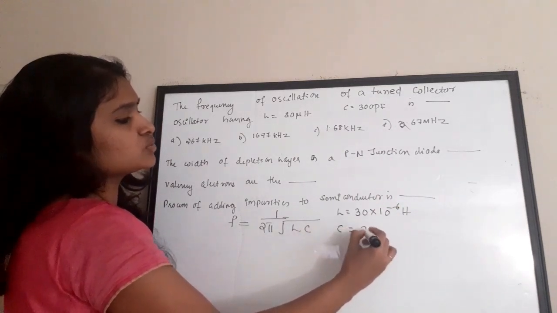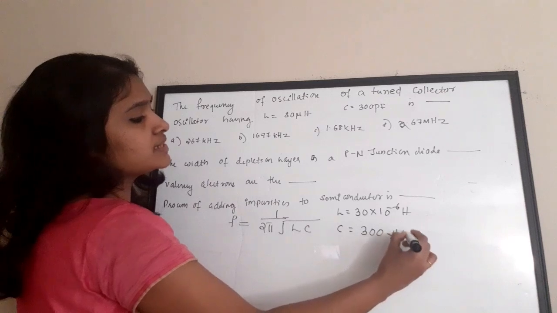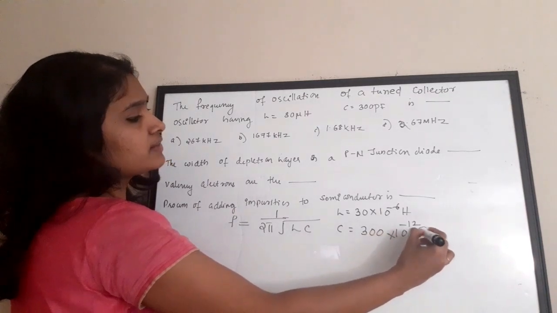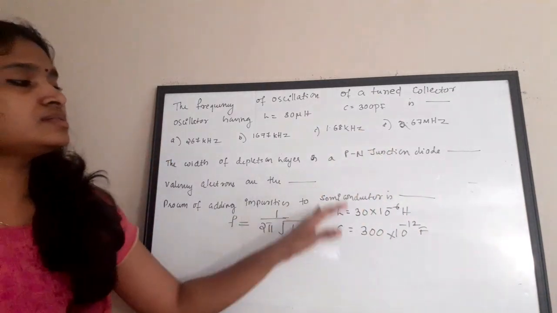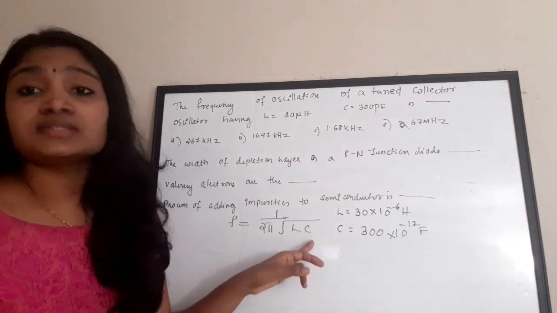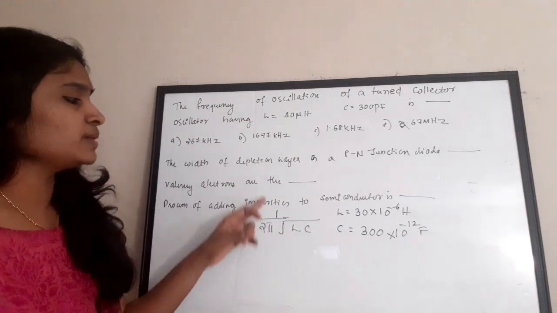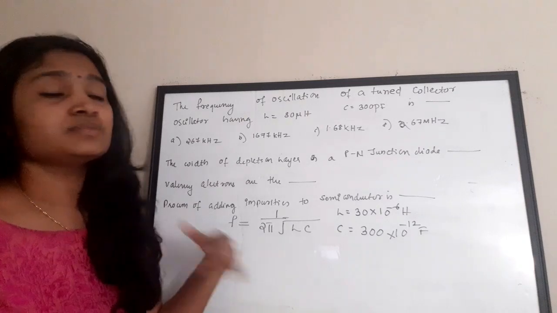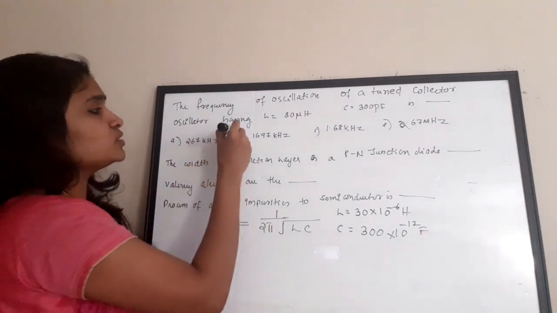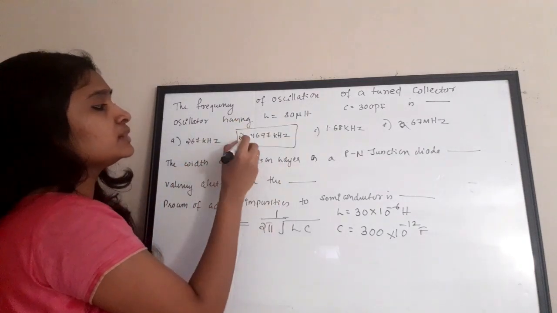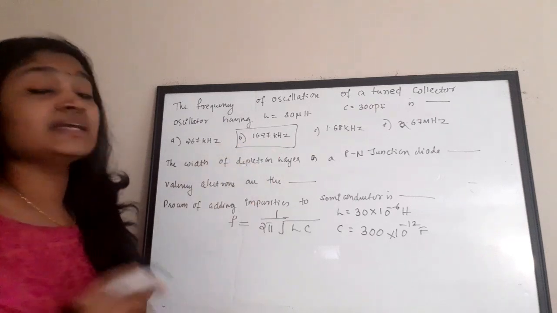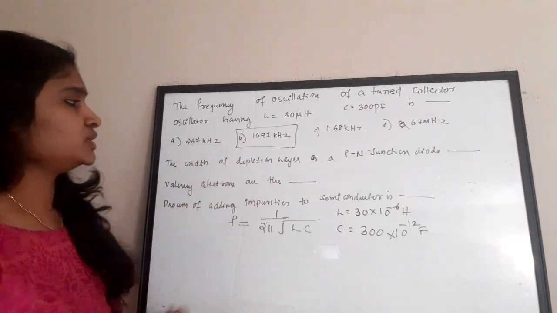And C is equal to 300 pico, meaning 10 raised to minus 12 farads. These are the values you have to substitute in this equation. The equation is 1 by 2 pi square root of LC. Please note this equation. The answer obtained is option B, 1677 kilohertz, which will be the frequency of oscillation.